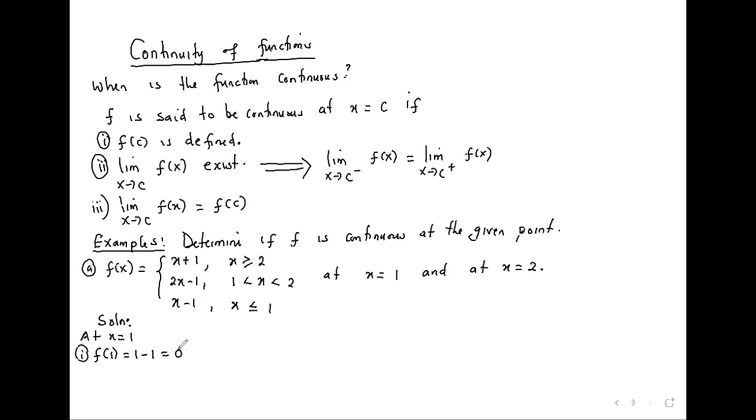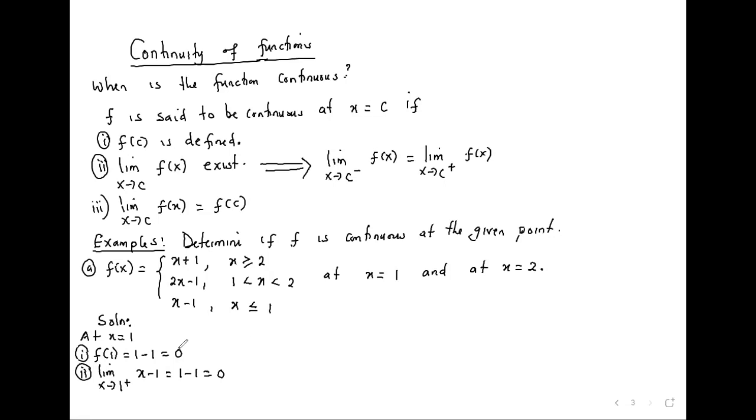The second thing we do now is we find the limit as x goes to 1 from left. So we start from left. From left, you go to where x is less or equal to 1, so you pick x minus 1. You substitute 1 there, you get 0.